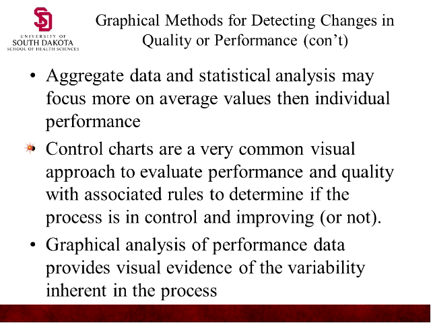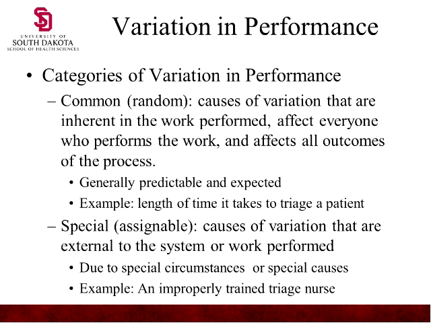So we use what are called control charts, which are pretty common visual approaches to evaluate performance and quality, with associated rules to determine if the process is either in control or improving, or not in control or not improving. This graphical analysis of performance data provides visual evidence of the variability inherent to the process. It really tells us that there's variability. And we'll look at different kinds of those.